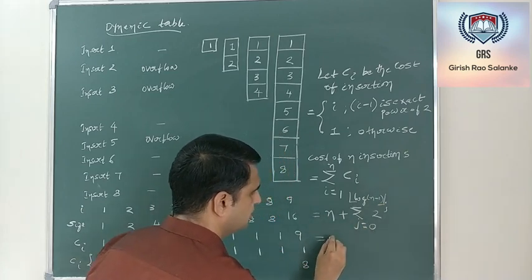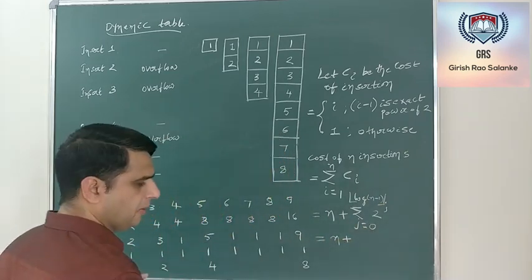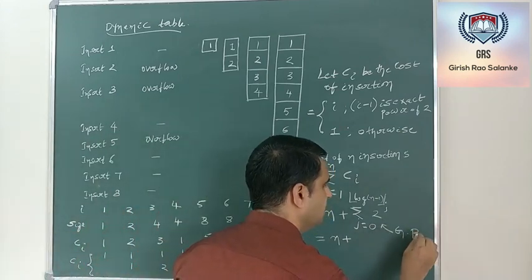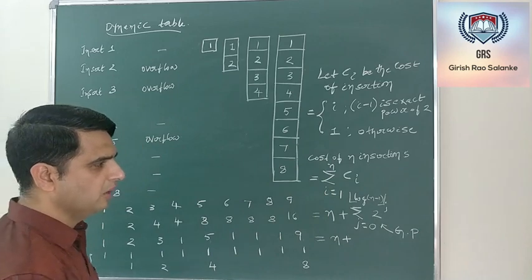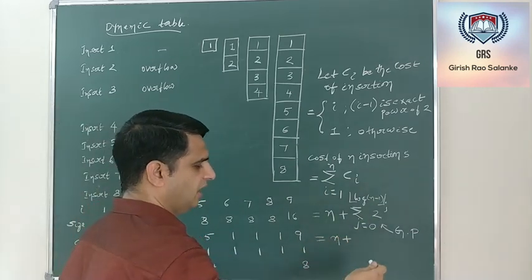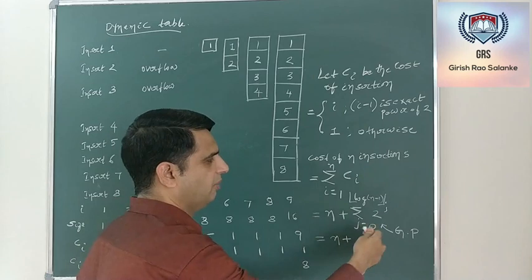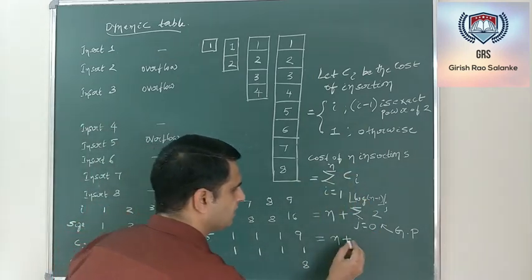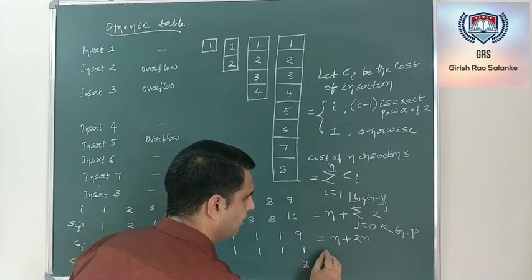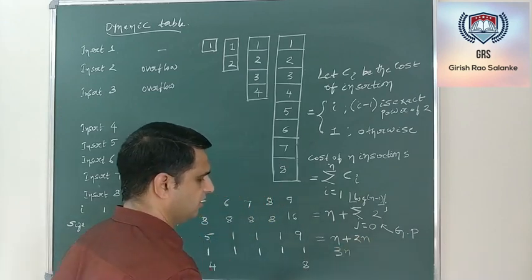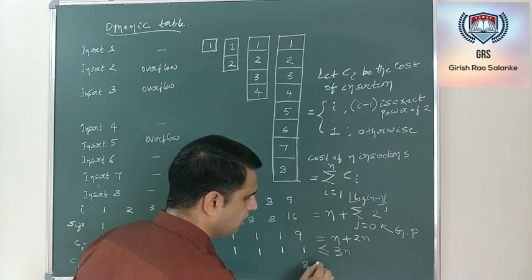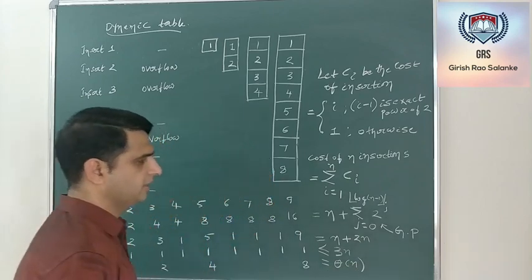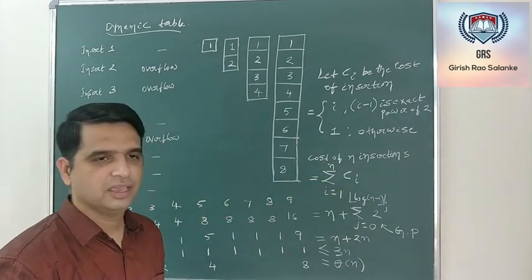Now, this is n times 1 plus, and this is once again a geometric progression whose value is 2 power 0 plus 2 power 1 and so on until 2 power log n minus 1. This comes to 2n. So n plus 2n is 3n, or I can write it as less than or equal to 3n, which asymptotically I can write as theta of n. This is the cost of n insertion operations.